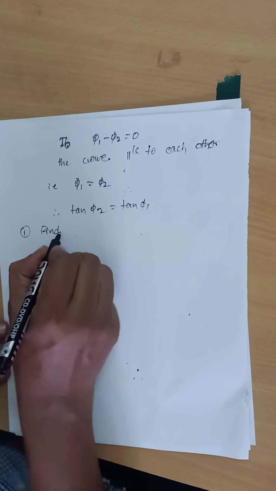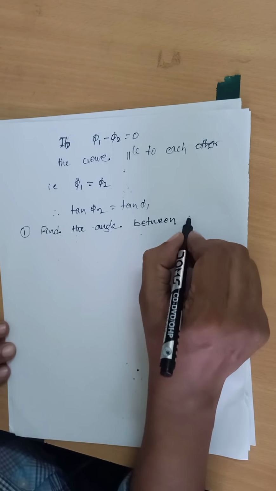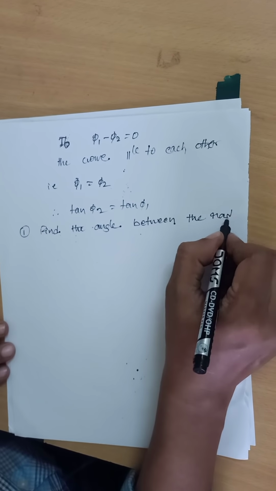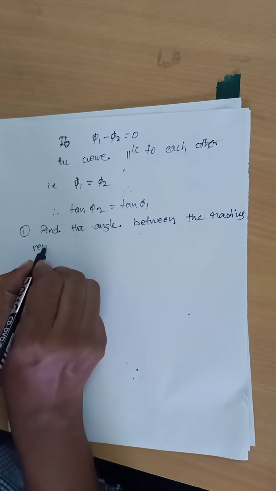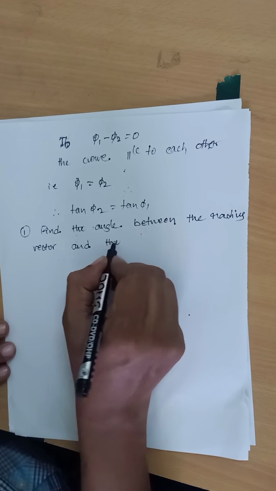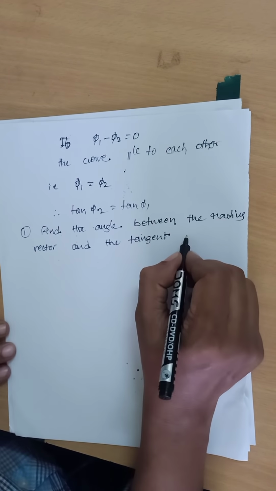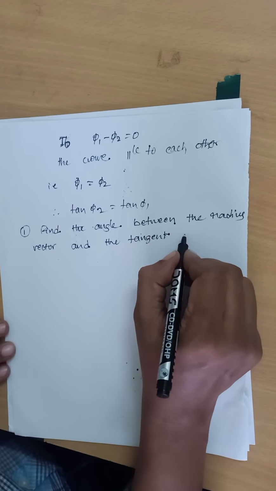Find the angle between the radius vector and the tangent of the polar curve r is equal to a of 1 minus cos theta.